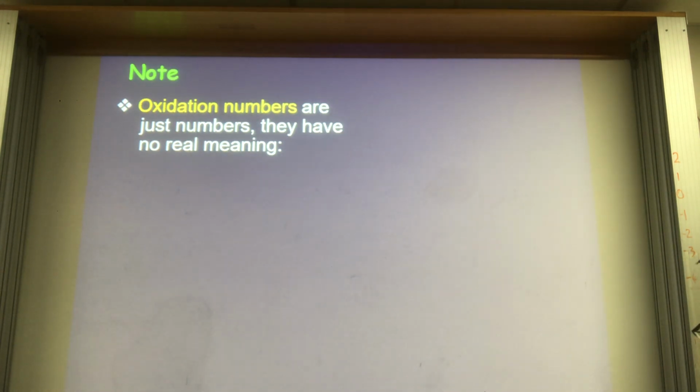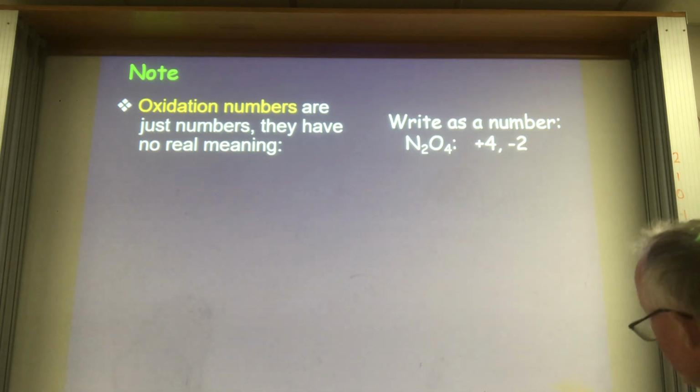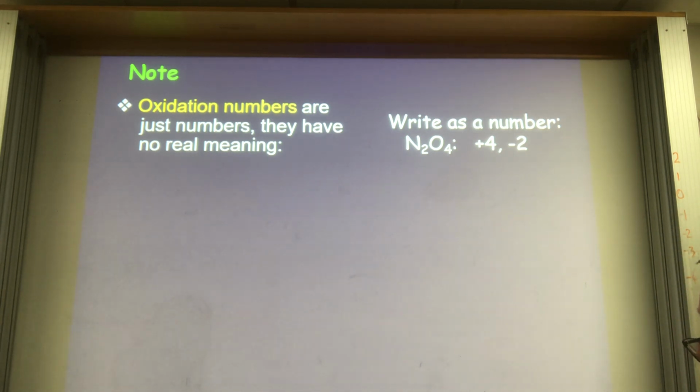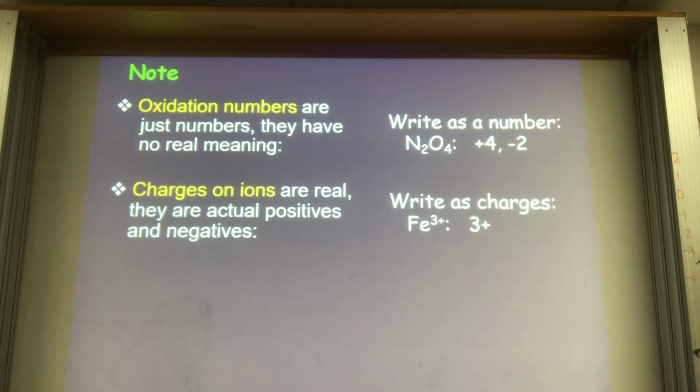Okay, just a couple of things to note. Oxidation numbers are just numbers, so we write them as numbers. They're theoretical constructs, they have no real meaning. So we write them as numbers: +4, -2. Positive and negative numbers. Charges on ions are real physical things. They're electrical properties of chemicals. So we write them as numbers of positives, numbers of negatives. The iron(III) ion has a charge of 3+. That's a physical property, so we write it as such.